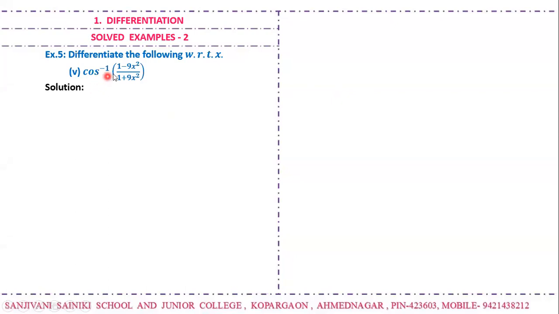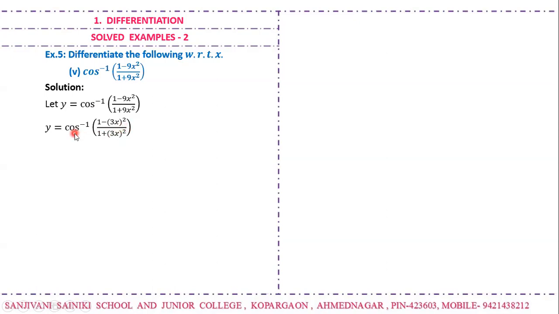Now, cos inverse of (1 minus 9x square) upon (1 plus 9x square). You have to differentiate with respect to x. So let y is equal to the given function. We rewrite this function, simplify it as (1 minus (3x) square) upon (1 plus (3x) square).